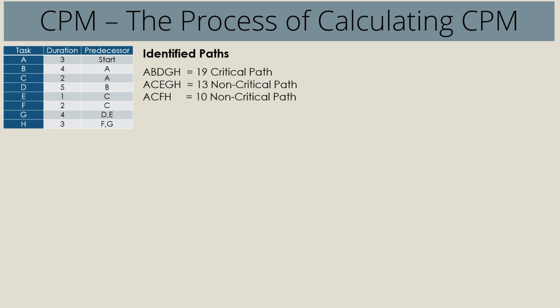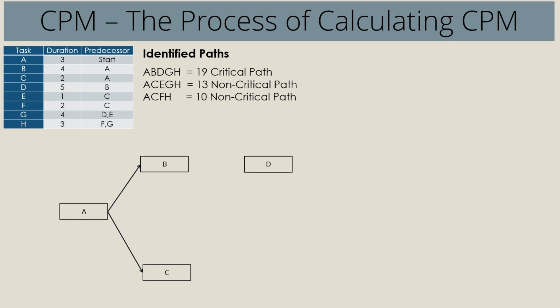So first thing first, let's do a rough draft here. We know that activity A is the first activity in the project because it has no predecessor. So we'll go ahead and draw that. Activities B and C both depend on activity A. So we can write activity B and activity C. Next up, we have activity D. This depends on activity B. So we have activity D.